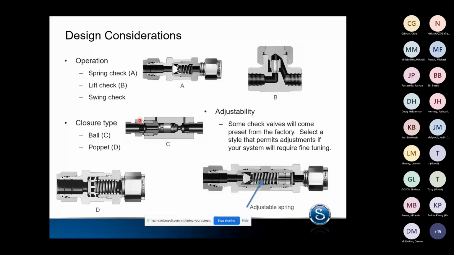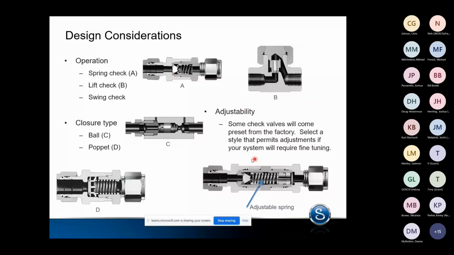And when we look at the closure type, there's really just two different styles. You've either got a ball, as shown here, or there's a poppet. And a poppet is really anything that's not a ball. It's just a machined piece of stainless steel or other metal that's designed to make a seal against an O-ring or a different seat.